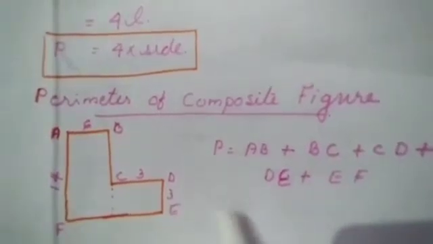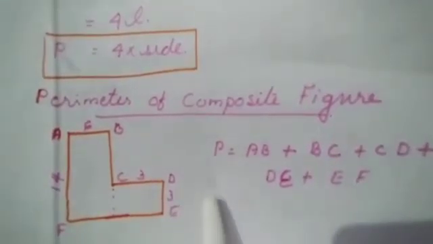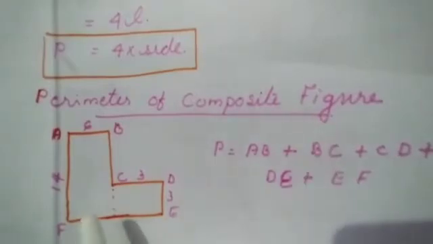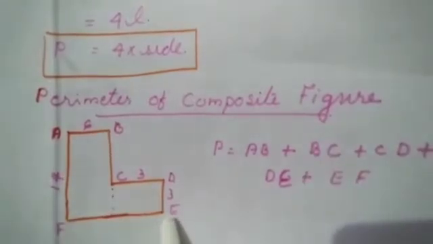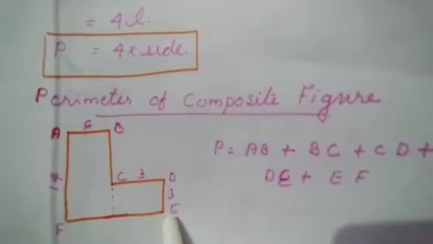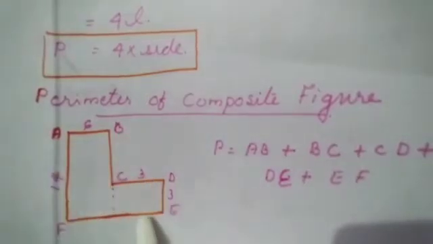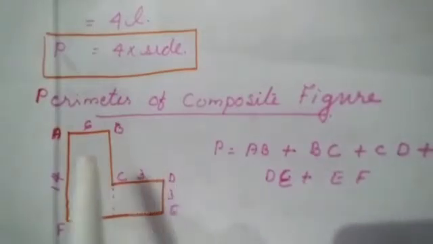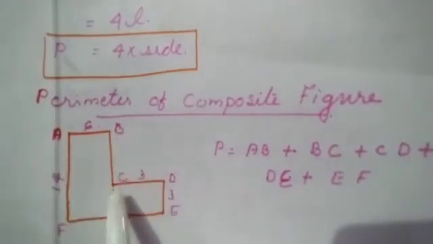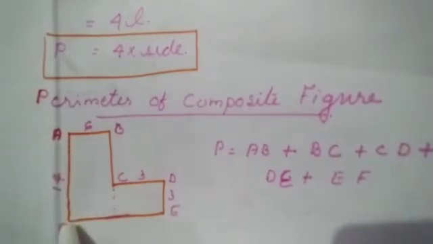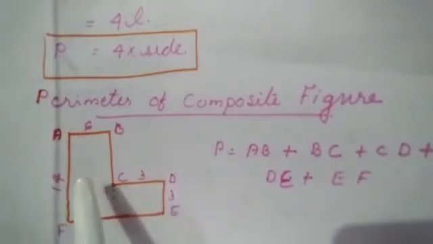Next, perimeter of a composite figure. That is, one figure is given. It is not in the shape of a rectangle or a square, but all angles are 90 degrees. So, AB is given, BC is not given, CD is given, DE is given, FE is not given and AF is given. Now we arrange. We will find these two sides.